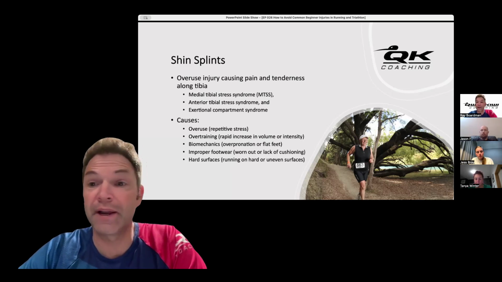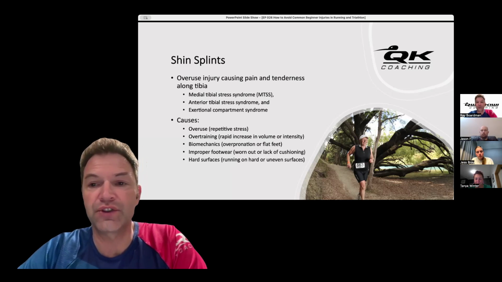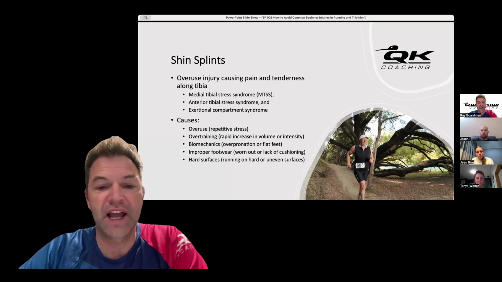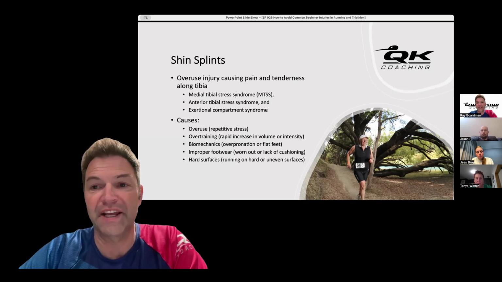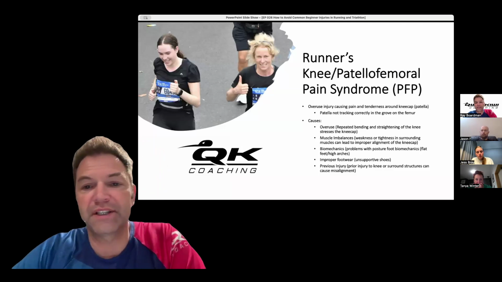That leads on to the next one: improper footwear. So footwear that's either worn out, lacks appropriate cushioning, and is not suitable for your foot type. That can lead through to shin splints, and spending too much time running on hard surfaces or also uneven surfaces can contribute as well.